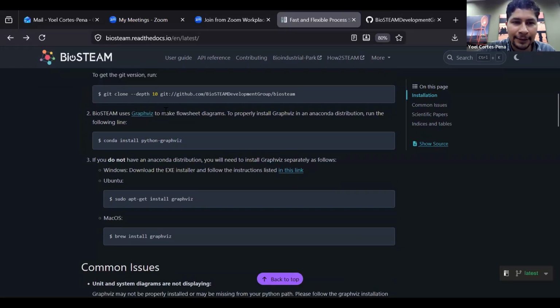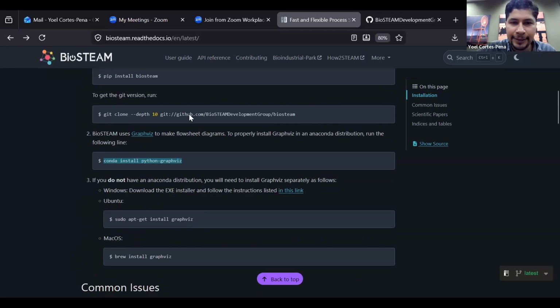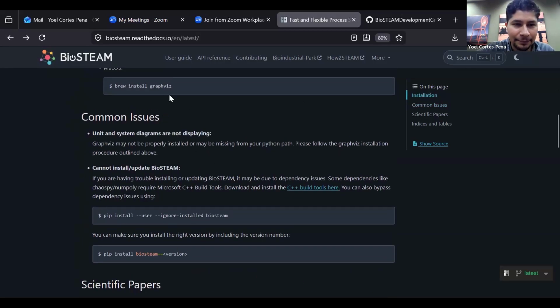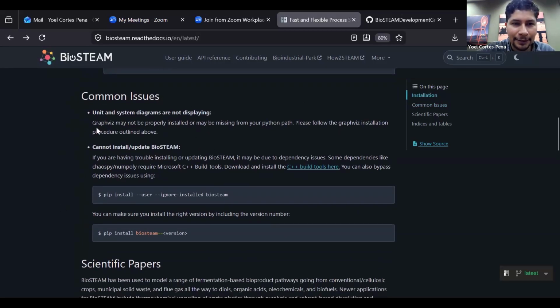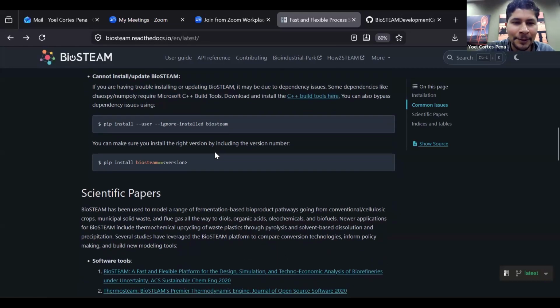Then, if you want to get the diagrams working, you're going to need to run one additional line, which is conda install python-graphviz. And that should take care of getting Graphviz installed for Python. Graphviz is another software that BioSTEAM uses to generate diagrams, but it's not directly in Python, if that makes sense. And there are also some common issues that people usually get when installing BioSTEAM. For example, you might need to install C++ build tools here. It happens for a few people using Windows.